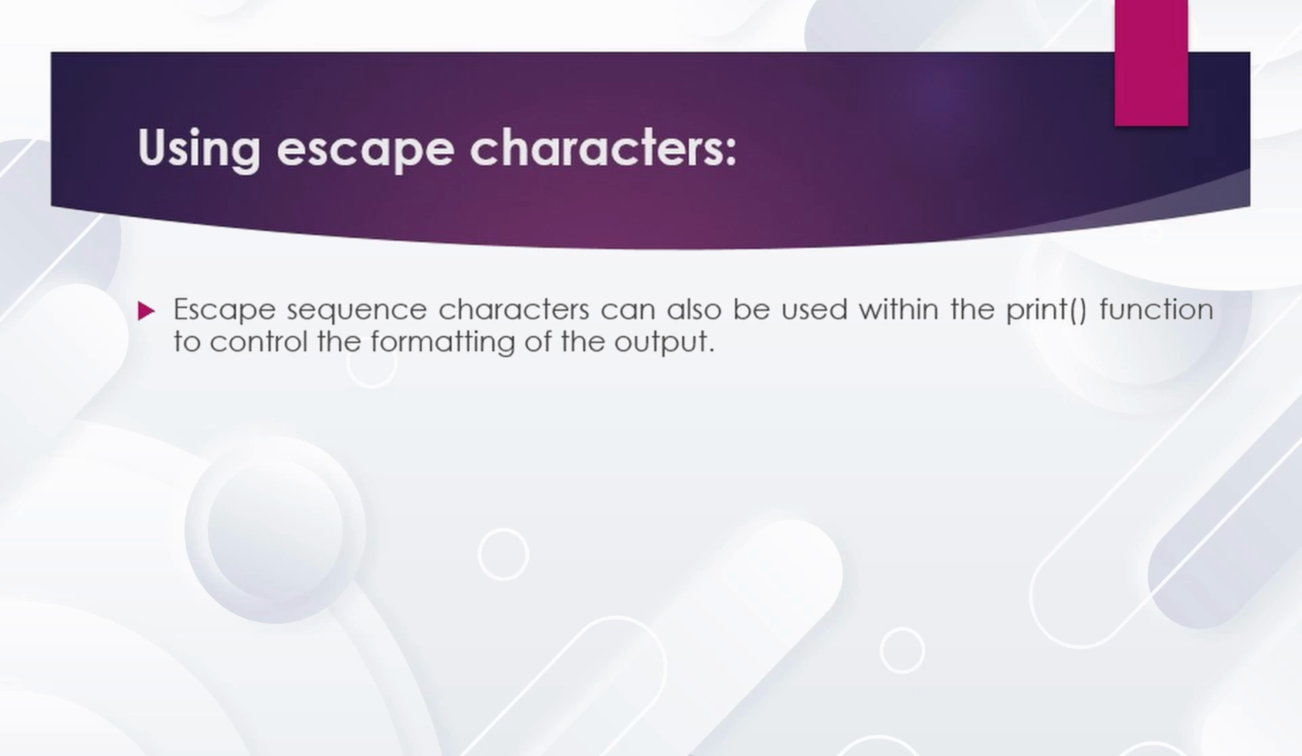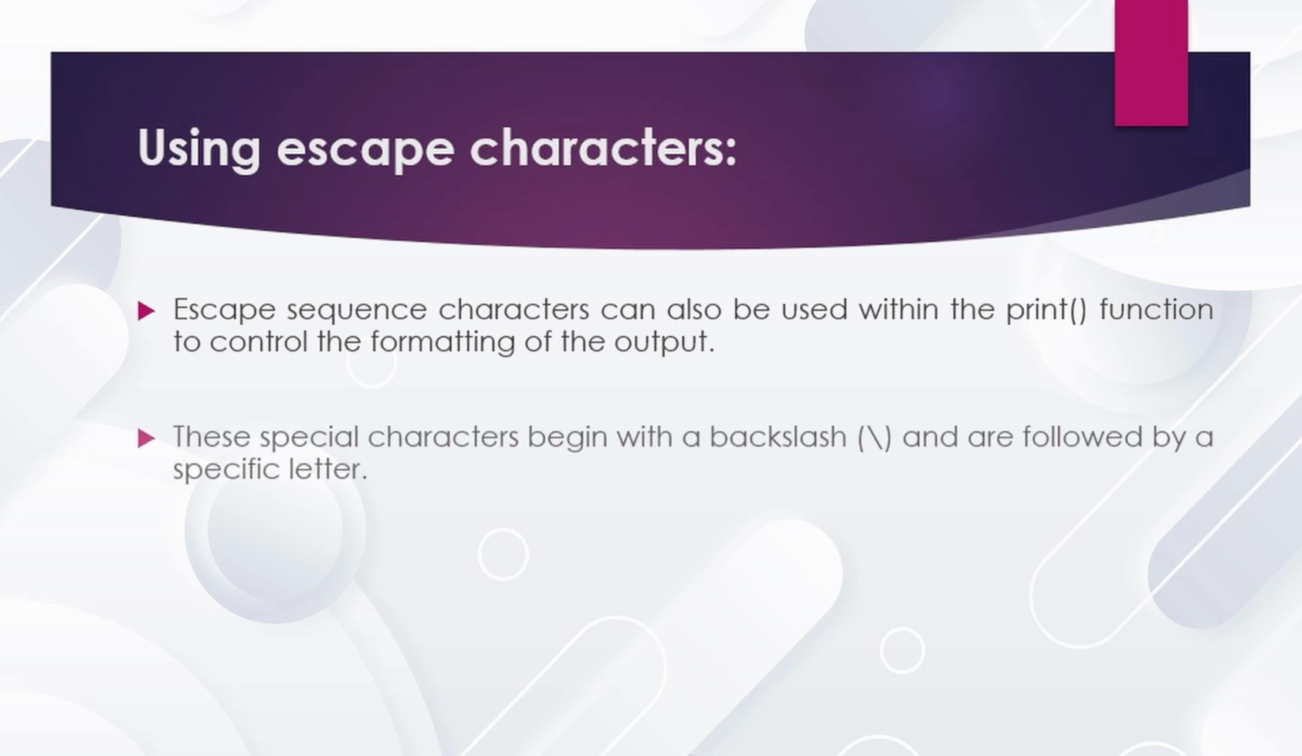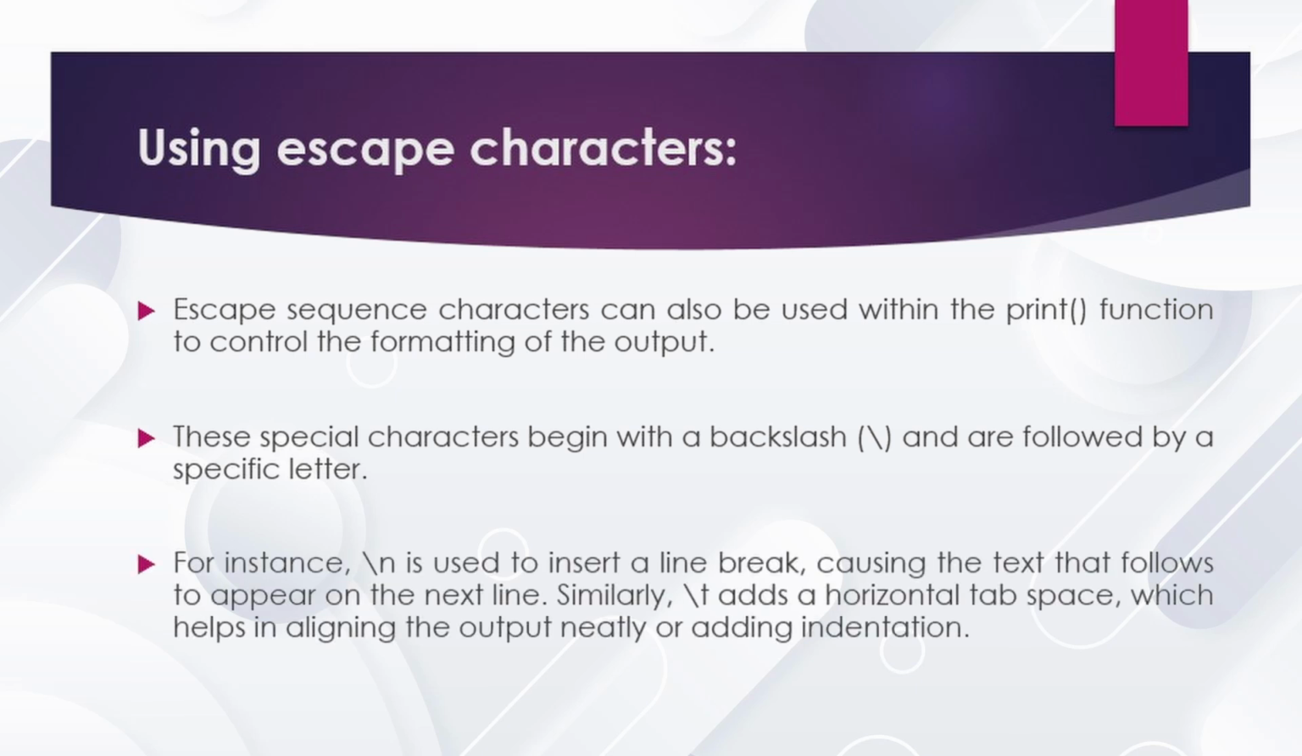Escape sequence characters can also be used within the print function to control the formatting of the output. These special characters begin with a backslash and are followed by a specific letter. For instance, \n is used to insert a line break, causing the text that follows to appear on the next line. Similarly, \t adds a horizontal tab space, which helps in aligning the output neatly or adding indentation.